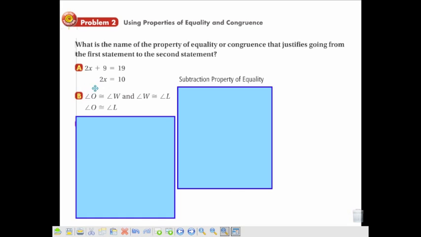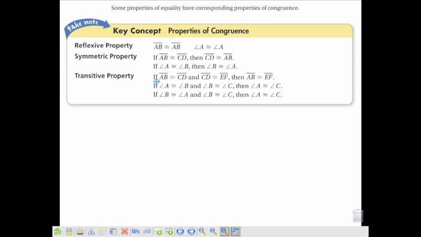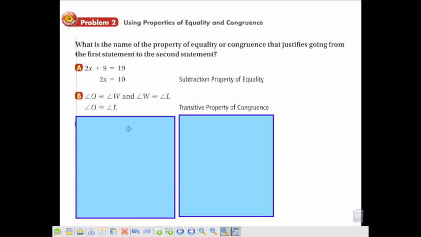We look at what we've done, we'd say in congruent, angle O is congruent to angle W, angle W congruent to angle L. Their conclusion, and they left out the W. So looking back at our properties, that's the transitive property. We have three things, we leave out the middle step and just connect the two on the outside there, the transitive property.